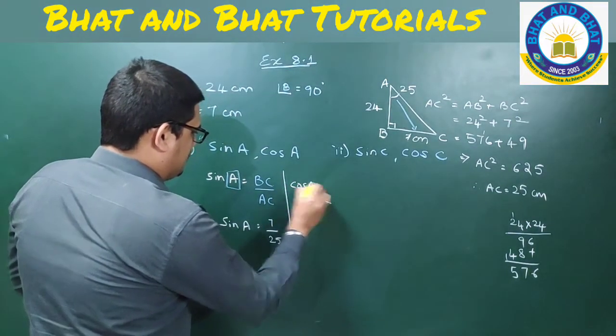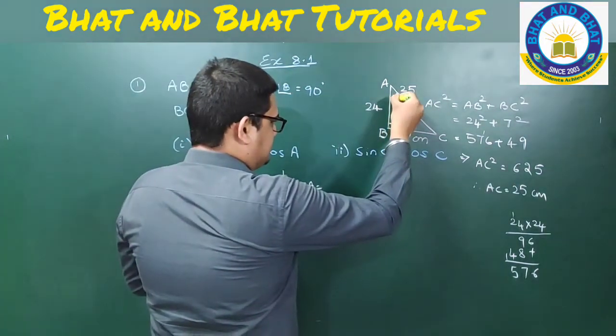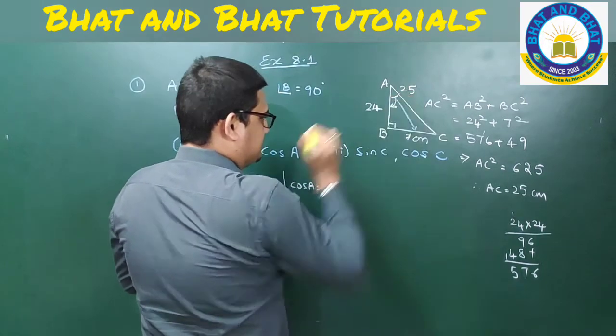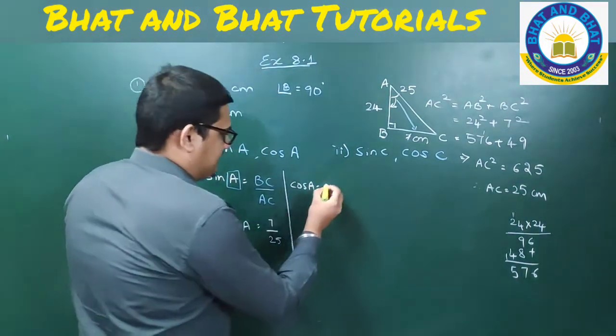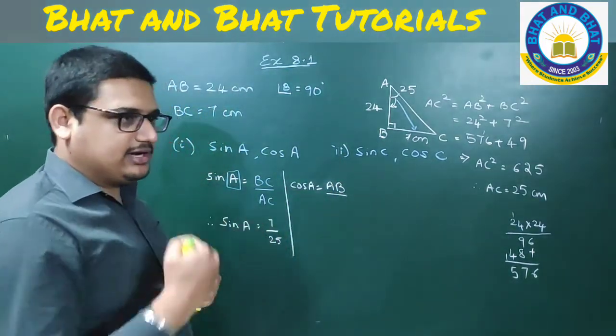What will be cos A? Cos A definition is the adjacent side to angle A divided by the hypotenuse. So, to angle A, which becomes the adjacent side? This becomes the adjacent side. So, that is AB divided by hypotenuse.